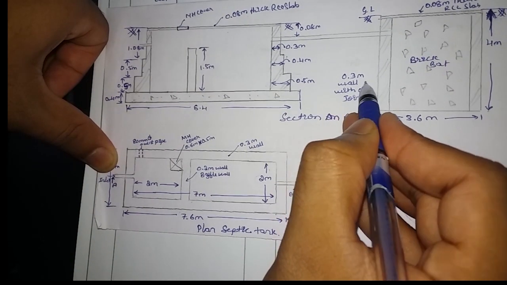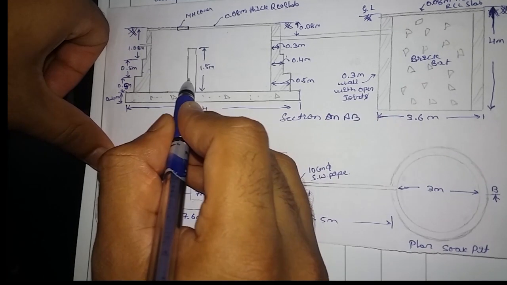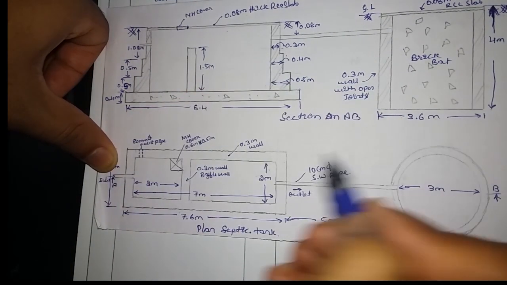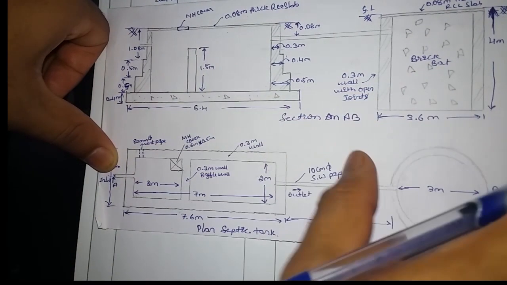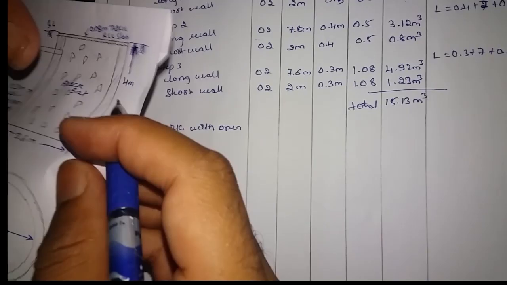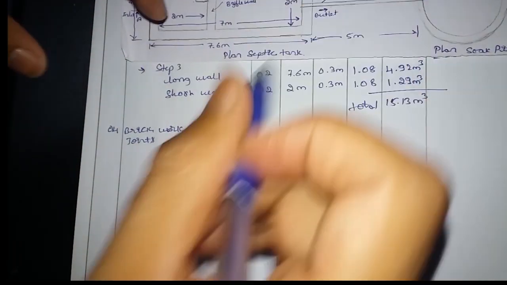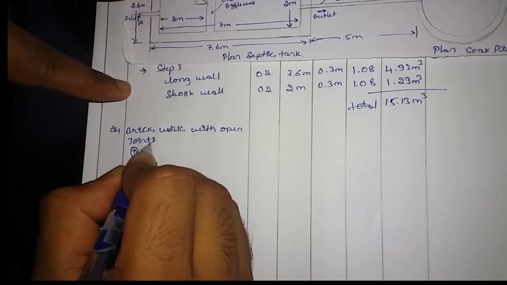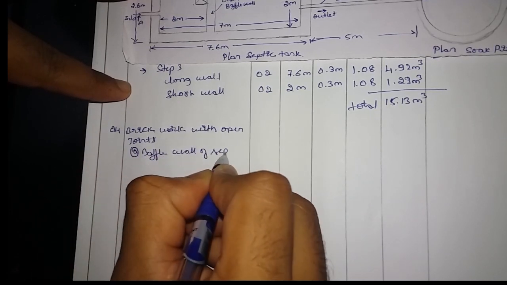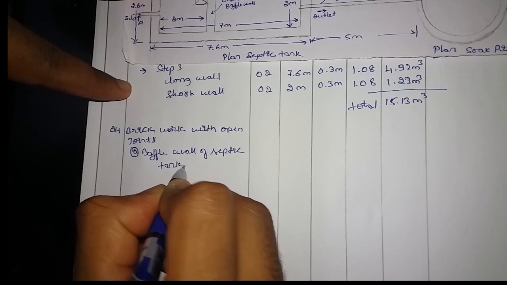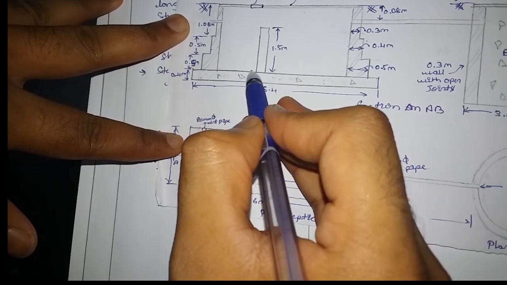You can see here 0.3 meter wall with open joints. So this will also be a buffet wall, so here also buffet wall with the open joints. So we will calculate these two walls separately. First I will find out this buffet wall, then we will find out for the soaking pit. So first we will take out the buffet wall of the septic tank. This is your buffet wall, which looks like this in the sectional cut.